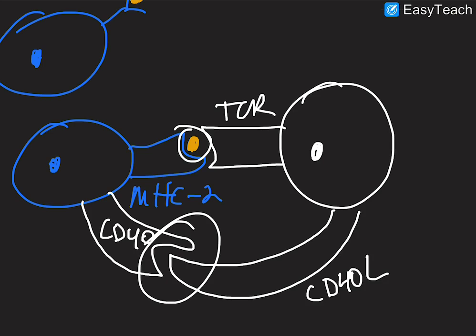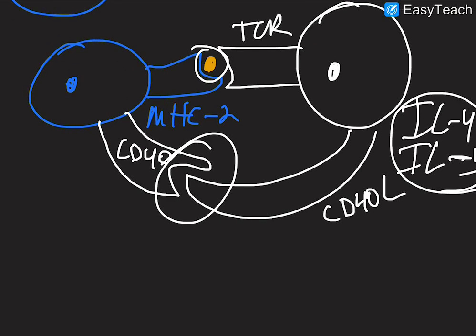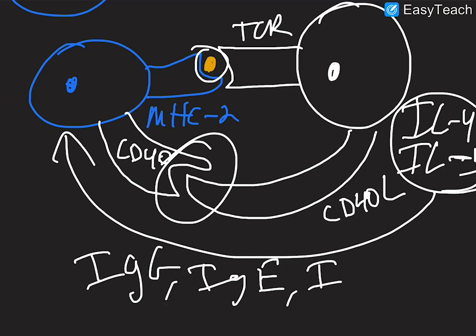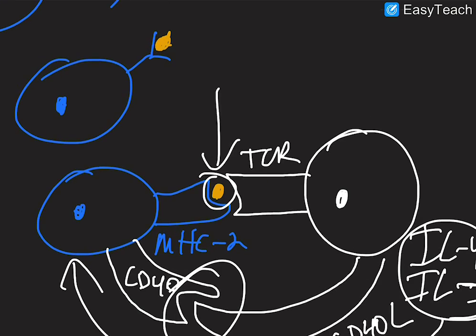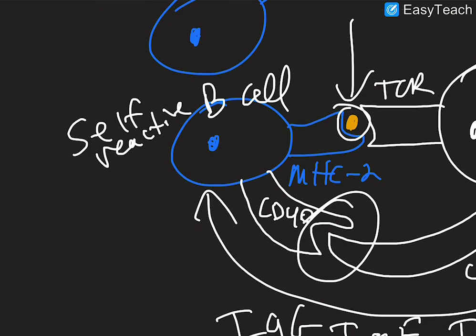When this occurs, our T cells get activated and secrete interleukins, like interleukin 4 and interleukin 5, which we should know well by now. These interleukins stimulate class switching and the activation of our B cells in terms of secreting antibodies, like IgG, IgE, IgA, and so on, due to class switching. So now we're secreting all these antibodies, but what are they targeting? Our red blood cell antigen, because this is our self-reactive B cell right here. So now all these antibodies are targeting our red blood cell antigen.